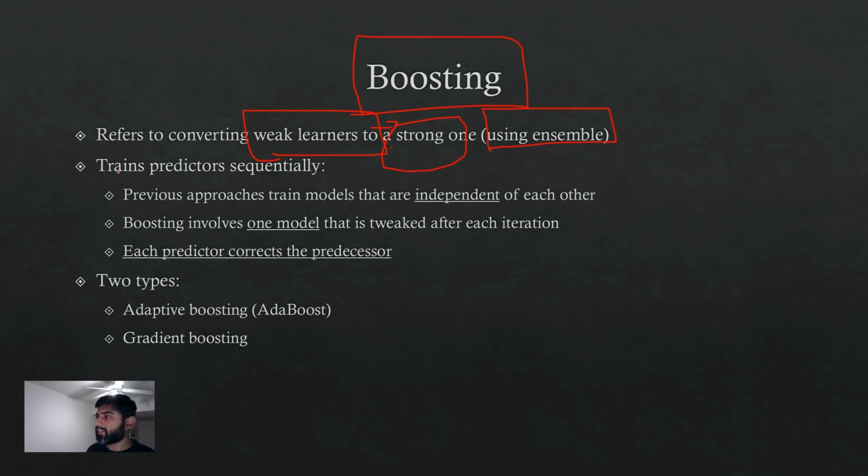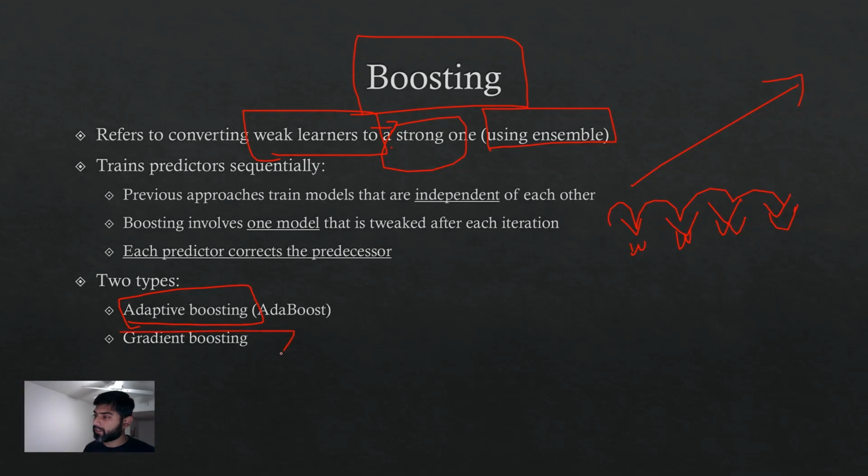We train the predictors sequentially. The previous approach of training the models was independent of each other. Boosting involves one model that is tweaked after each iteration. So we keep doing all these iterations, keep training the weaker ones. We keep improving the weaker ones, and finally get a prediction that is very good. There are two types of boosting. One is adaptive boosting, the other is gradient boosting.